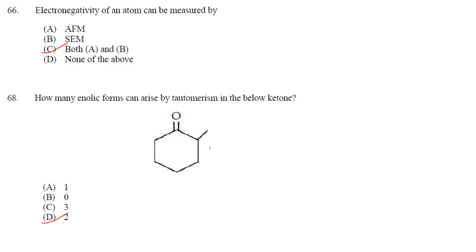Now, how many enolic forms can arise by tautomerism in the below given ketone? So you will get 2 enolic forms. Answer is option D.